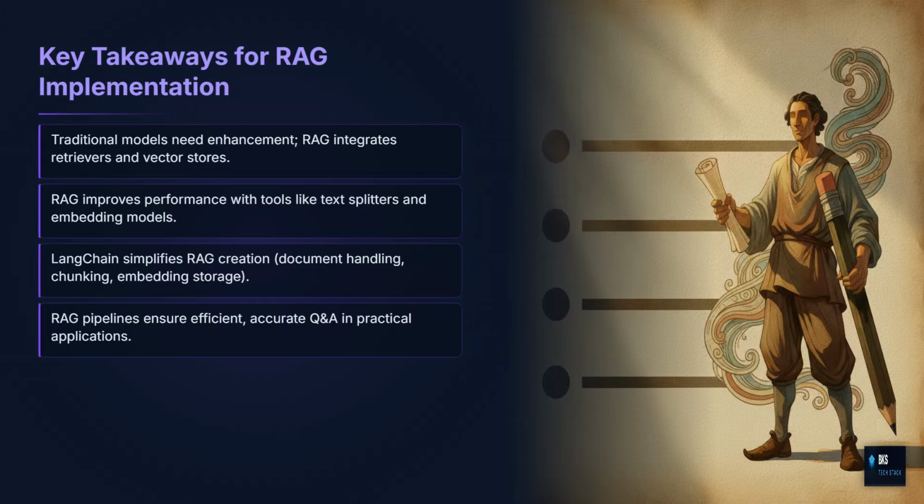Let's summarize the key takeaways from our session. We learned that traditional models have limitations, and RAG addresses these by integrating components like retrievers and vector stores. RAG significantly boosts performance using tools such as text splitters and embedding models. LangChain is a powerful ally, simplifying the creation of these advanced RAG systems. Ultimately, RAG pipelines are essential for efficient and accurate question answering in real-world scenarios.